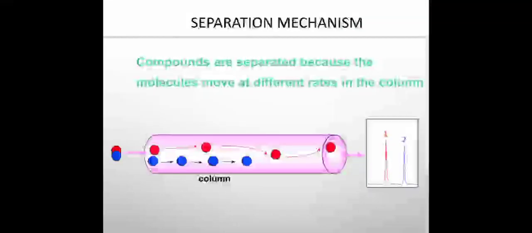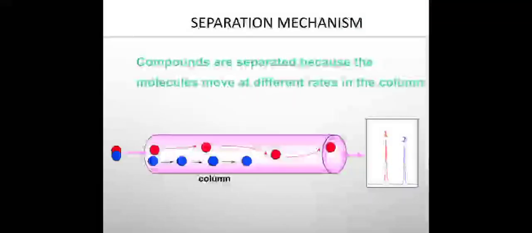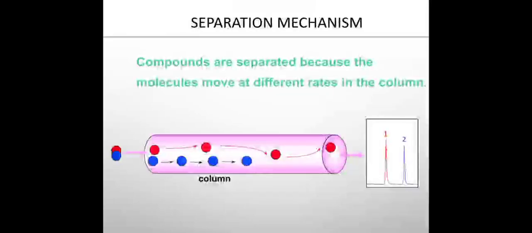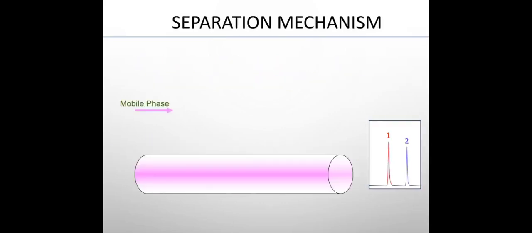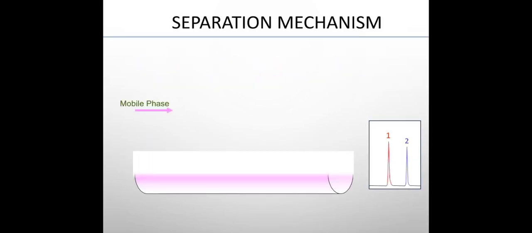So the compounds are separated because the molecules move at different rates in the column. Why? What is the reason behind that? We want to see. Here is the basic arrangement. This is the stationary phase, we call it a column, and here is the direction of the mobile phase. And here we have the eluted compound in the form of a peak.